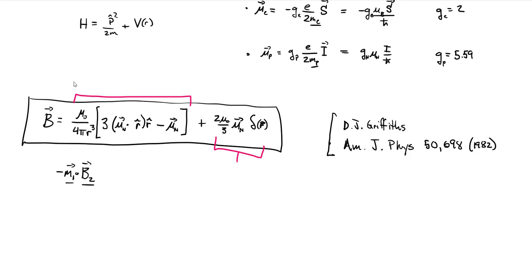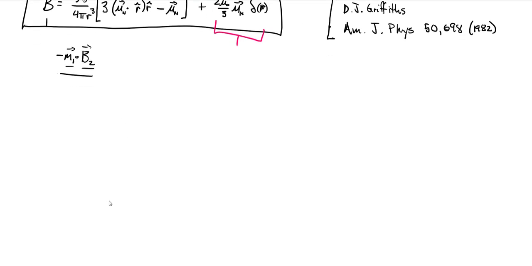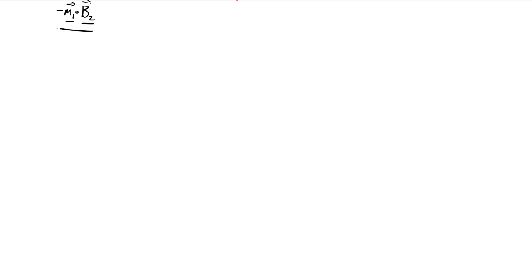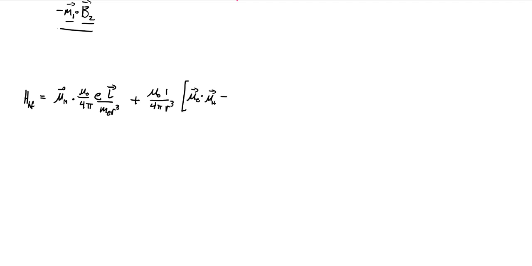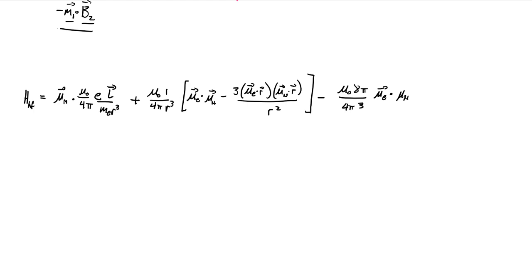Anyway, sorry. So basically, we have to look at this magnetic field, dot it with our electron's magnetic moment, and we end up with the hyperfine interaction Hamiltonian, which will look like this when all's said and done. All right, so this is our hyperfine interaction Hamiltonian.